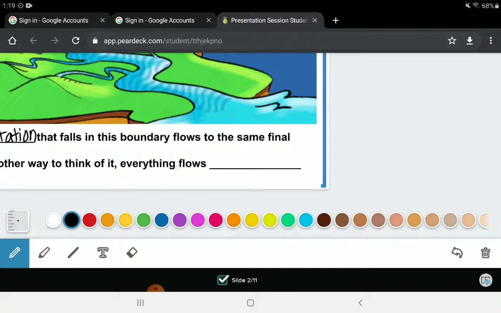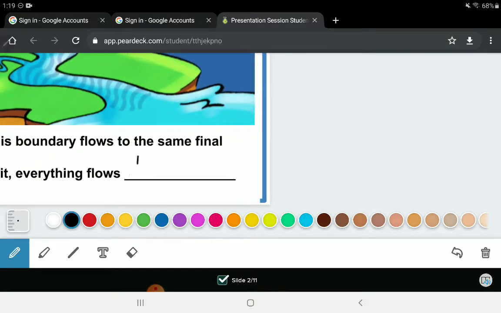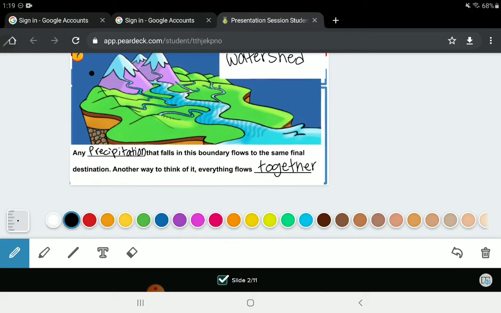The way that you can think about this is that any precipitation that falls in this boundary and flows to the same destination, or anything that flows together, eventually all reaches the same point.